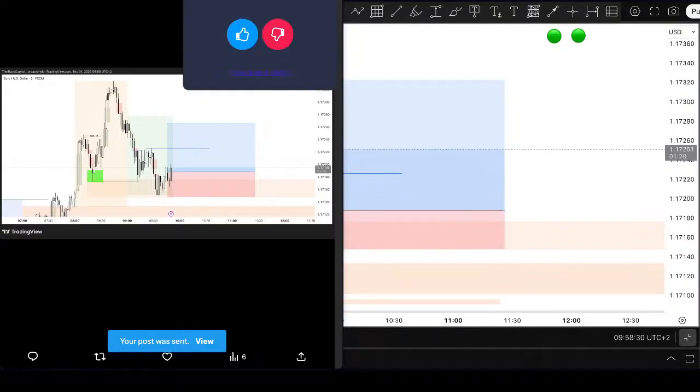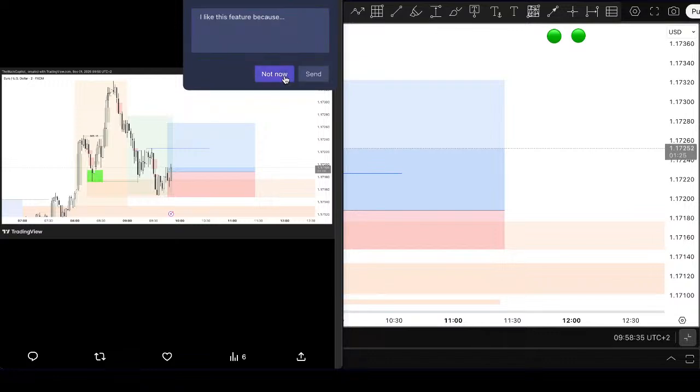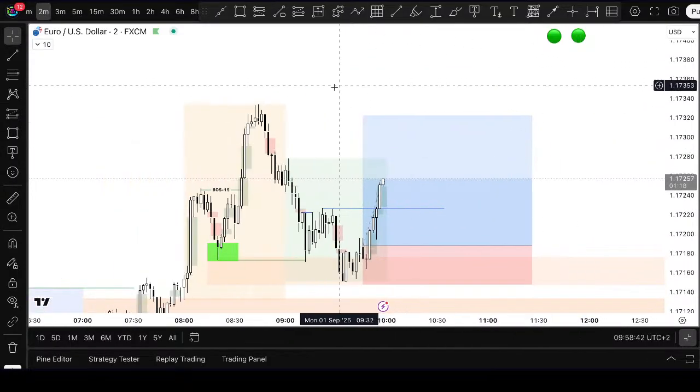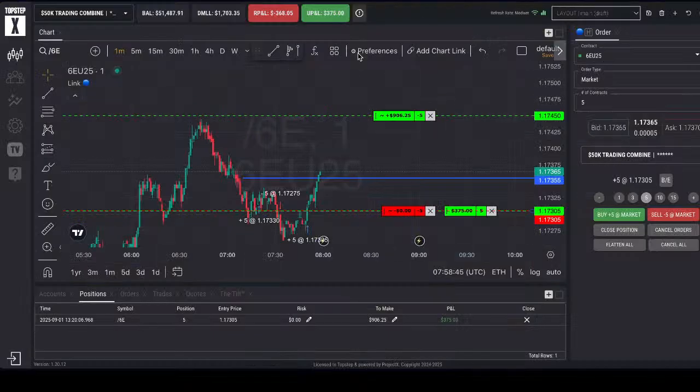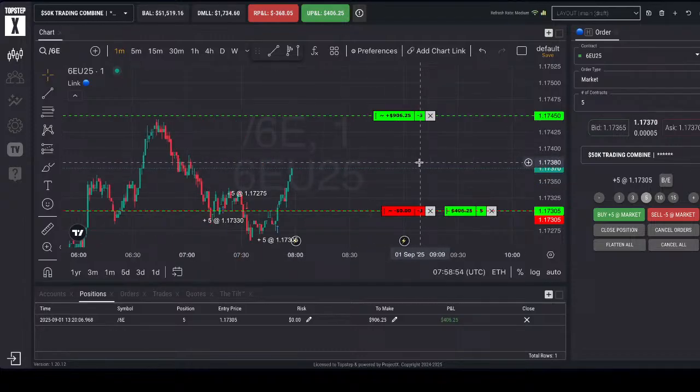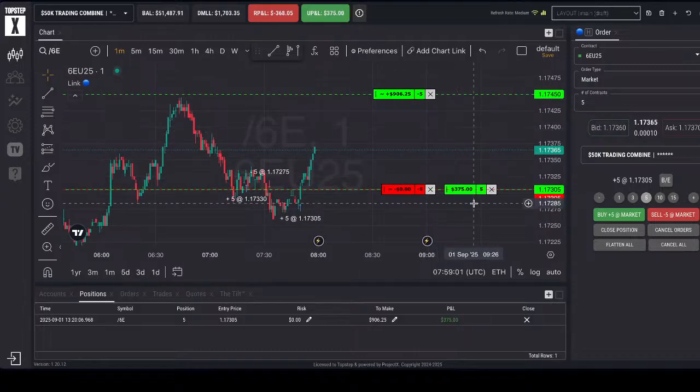What's this? Do you like this feature? Yes. Not now. Where's the feedback? Okay, cool. Yeah, definitely it will touch here. I can add the quantity here, but that would be a big mistake. So let it be. So I'm not looking anything here, and that's it done.